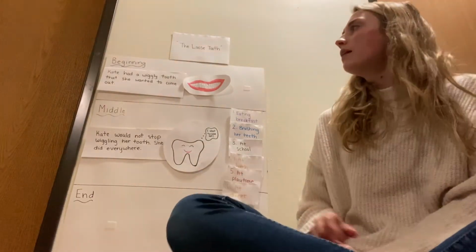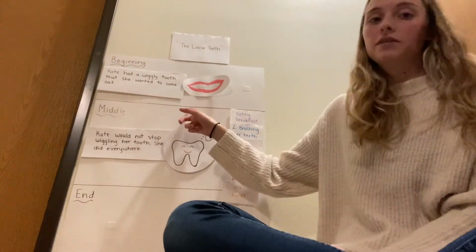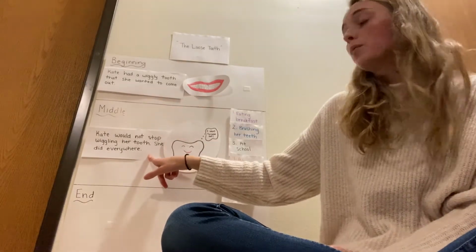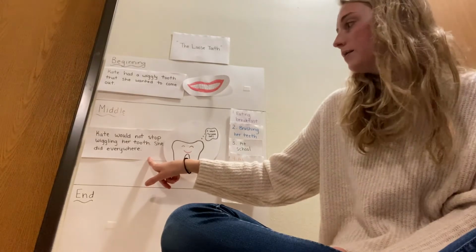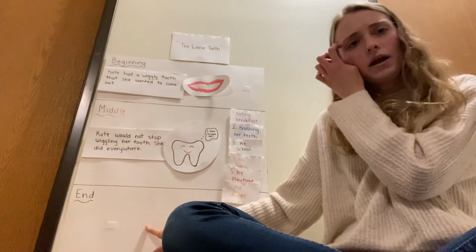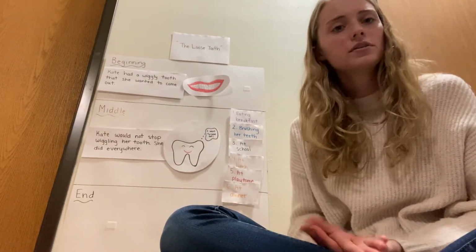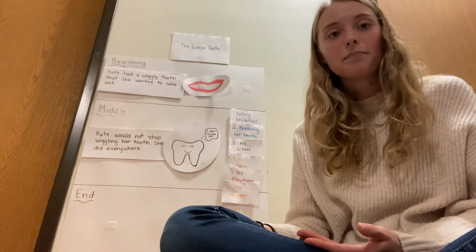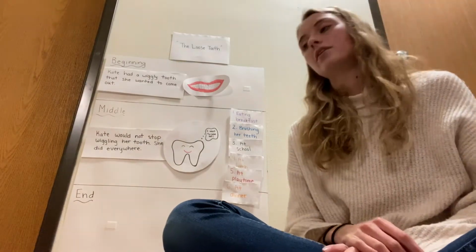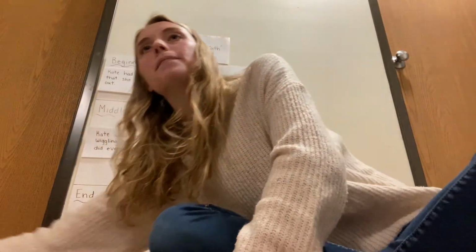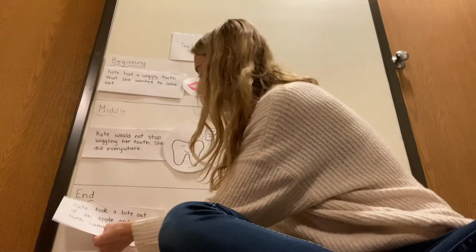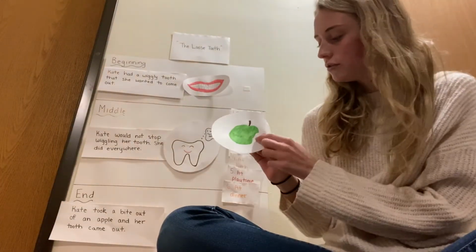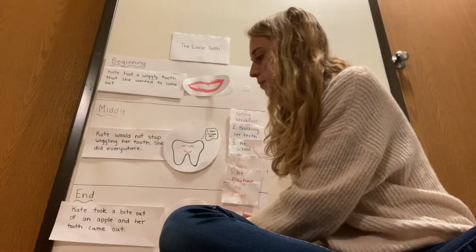Okay, so now that we have the beginning where Kate had a wiggly tooth that she wanted to come out, in the middle, the wiggly tooth that Kate wouldn't stop pulling on, and now the end. What happened at the end? Does anybody remember first grade? You're right. She took a bite out of an apple and her tooth came out. Good job. Who would like to come put that up here? All right, so there is the end. And then we have the picture of our apple with her tooth. So let's also put that on our board.